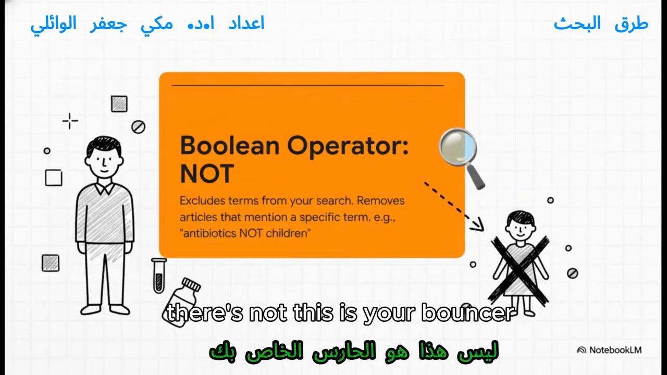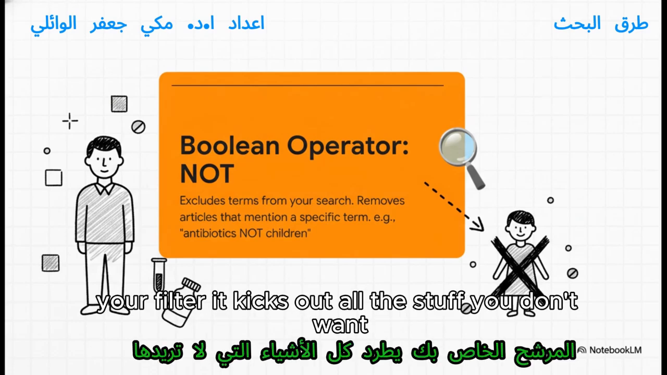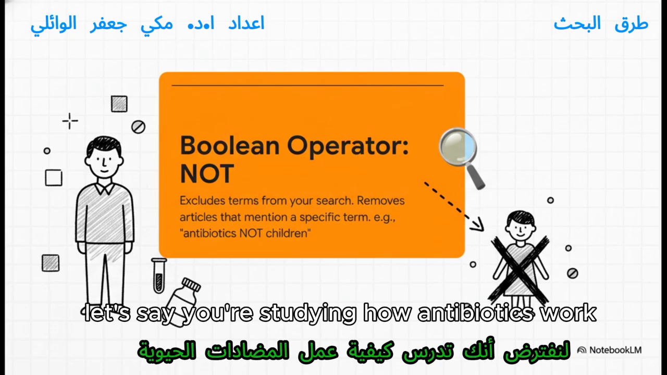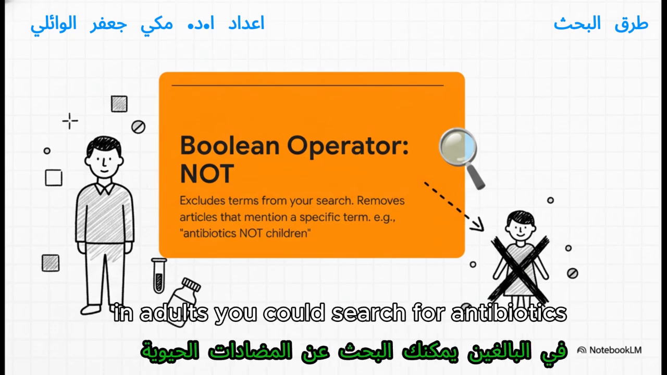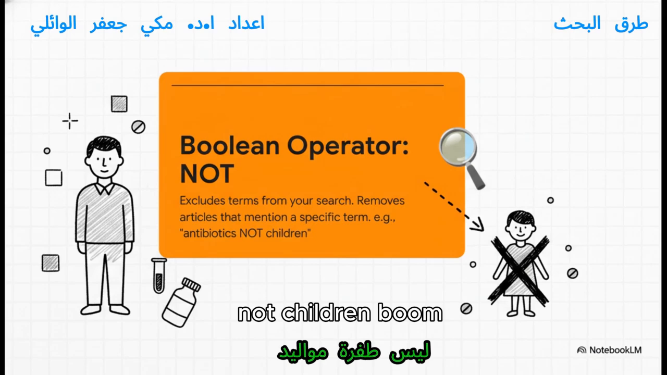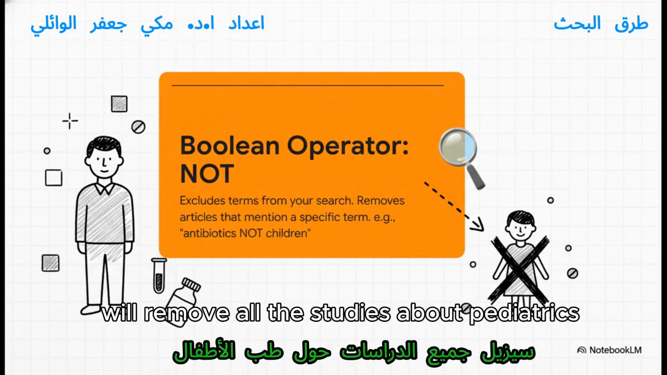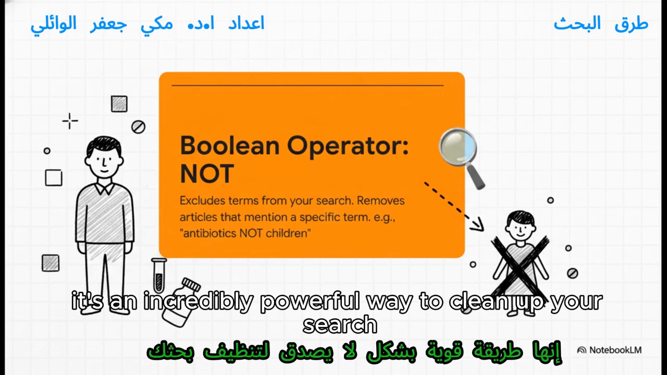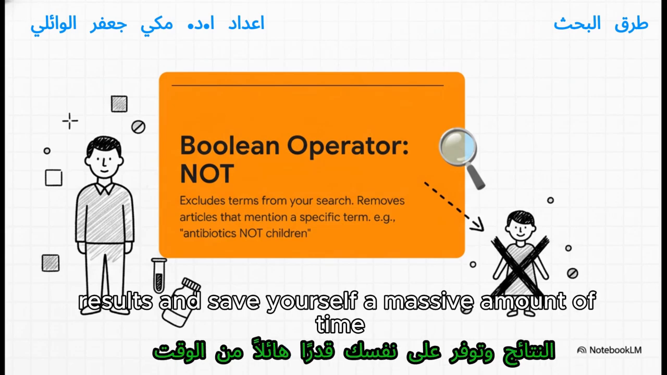And finally, there's NOT. This is your bouncer, your filter. It kicks out all the stuff you don't want. Let's say you're studying how antibiotics work in adults. You could search for antibiotics, not children. Boom. The database will remove all the studies about pediatrics. It's an incredibly powerful way to clean up your search results and save yourself a massive amount of time.